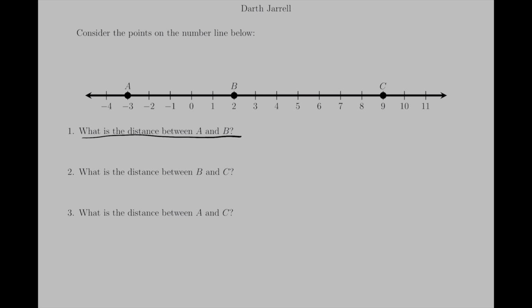So the distance between A and B, I think what I said was we're going to calculate this by finding the coordinate of the point on the right, or the greater coordinate, and we're going to subtract the smaller coordinate. So in this case, the coordinate of B would be 2, and the coordinate of A would be negative 3. So we're going to do 2 minus negative 3, which gives us 2 plus 3, which is 5. So the distance between A and B would be 5 units, whatever they are.